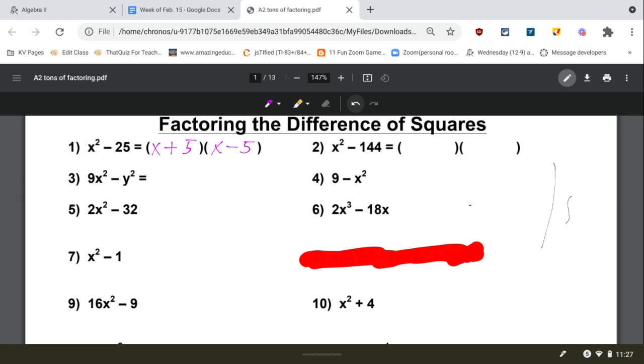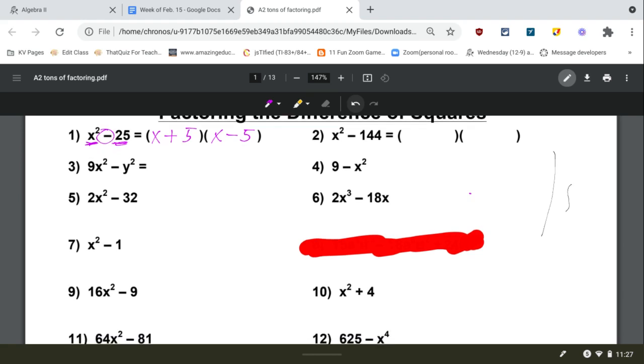So the reason that I can use difference of squares here is because x squared is a perfect square. X times x gives you that, the same number twice. And 5 times 5, that will give you 25. So both of these are perfect squares. That's one. And it also has to be subtraction. So like on number 10, I can't use difference of squares because it's addition. Number 10 is prime. It does not factor.